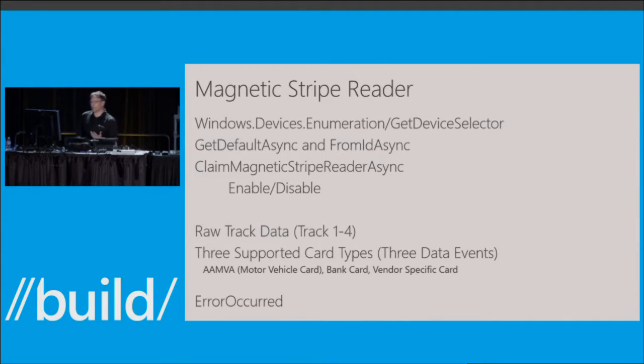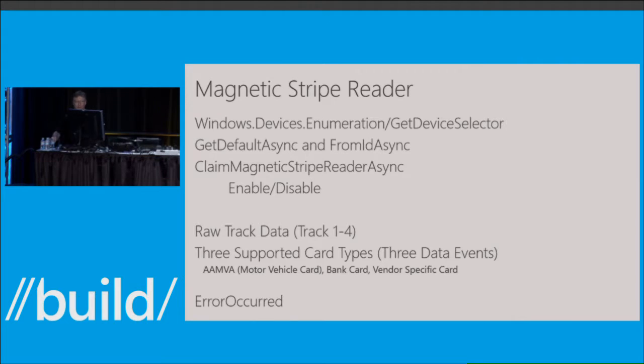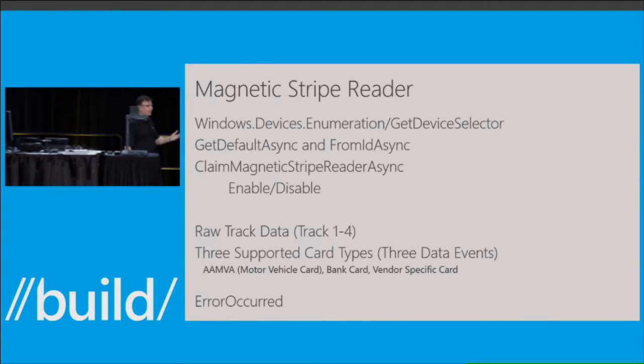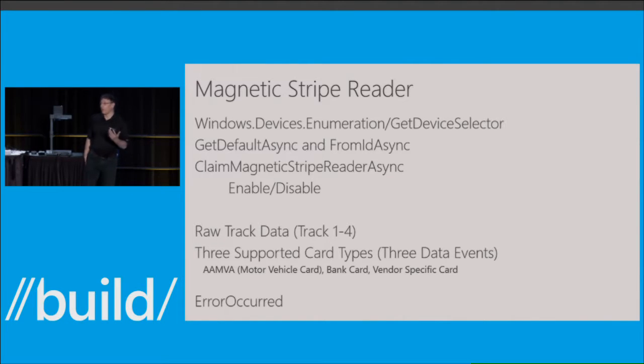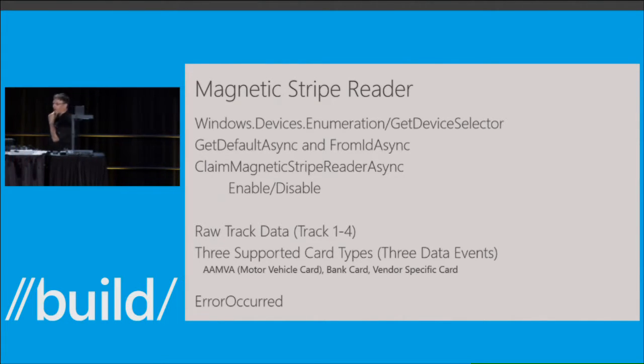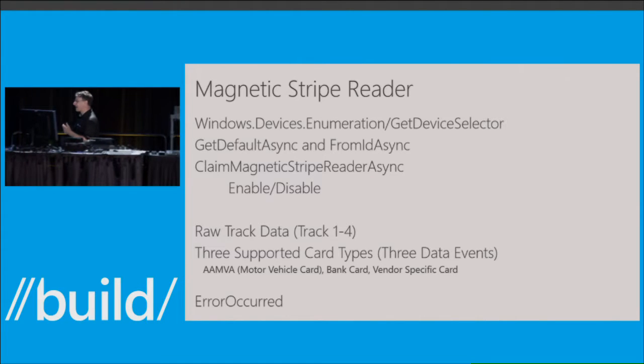Magnetic stripe reader is very similar to this. Windows devices enumeration should look very similar. Familiar get device selector, very similar. Get default async, from ID async, claim magnetic stripe reader async, enable, disable. You can see the pattern is almost identical to that of the scanner. But then we start to get into some of the differences between scanner and magnetic stripe reader.